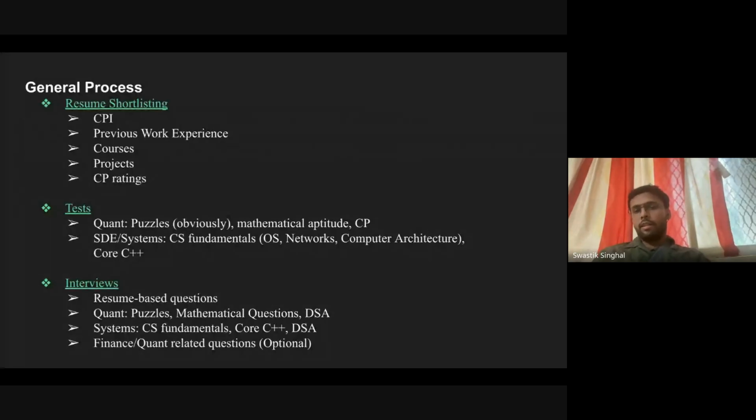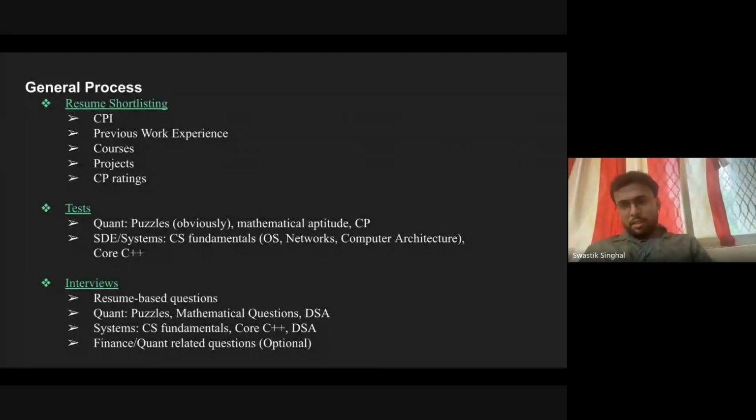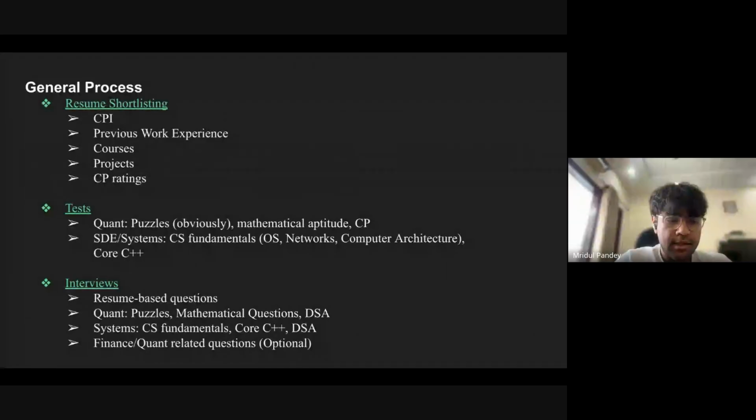And CP rating is a very huge bonus. Some firms I remember float Google Forms and just ask you for your core courses, handle and CP rating. If you have a rating of 2000 plus, you will definitely get some interview. So these companies look out for CP ratings as well. Pradul, you can take it on from here.